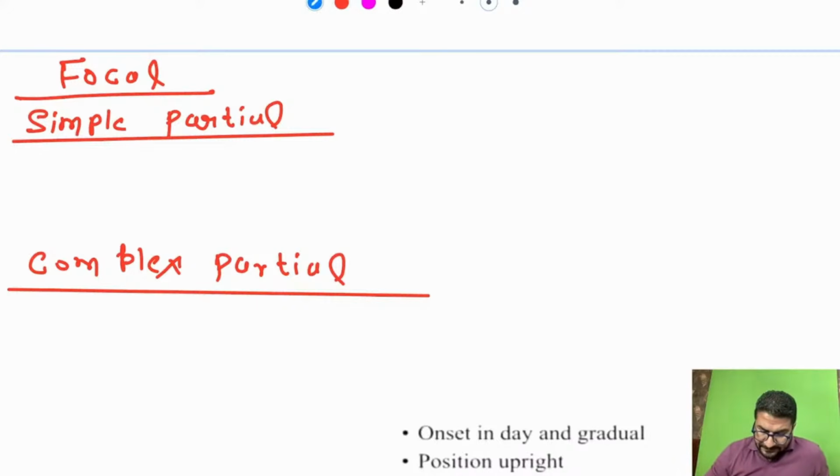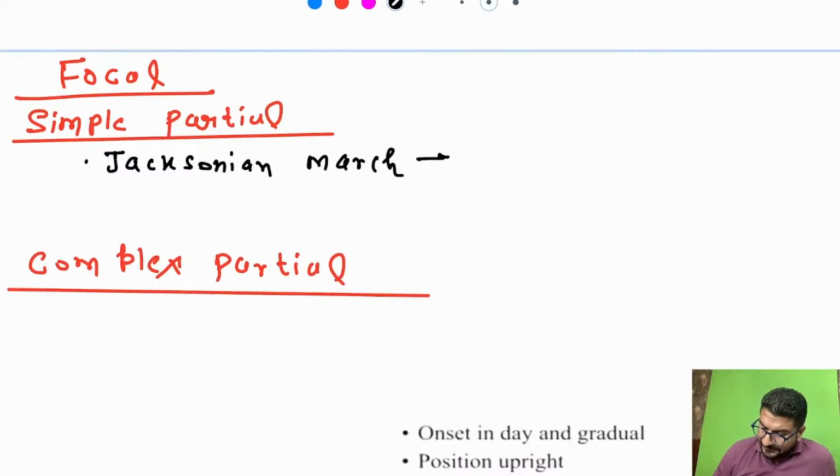In simple partial seizure, what do we have? Understand this thing. In simple partial seizure, we can have, for example, Jacksonian march. March means the seizure will move. The seizure is marching, moving. It means the patient started here, suppose from here, and it is moving from distal to proximal. It starts from here, then it is moving from distal to proximal.